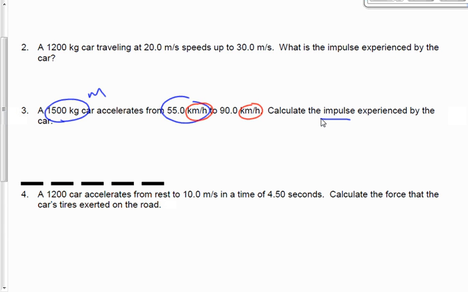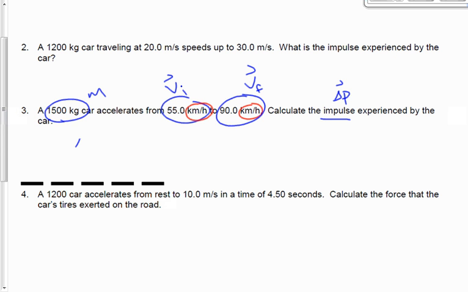Okay, what's this number, 55 kilometers per hour? After we convert it to meters per second, it's going to be called what? V what? The initial, VI. This one is going to be VF. Of course, we do the conversion, but we'll worry about that in a minute. We're looking for impulse. We could call it just the word impulse, or we can say it's delta P, because that's what impulse is, right? Change in momentum.